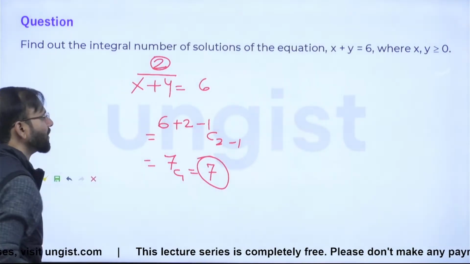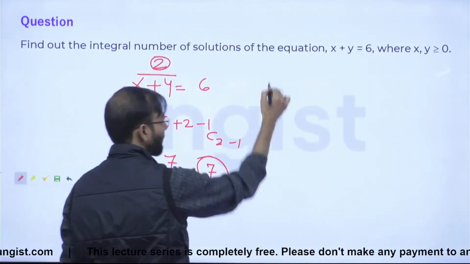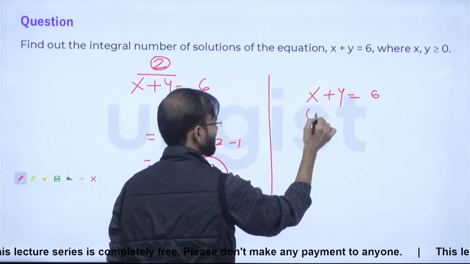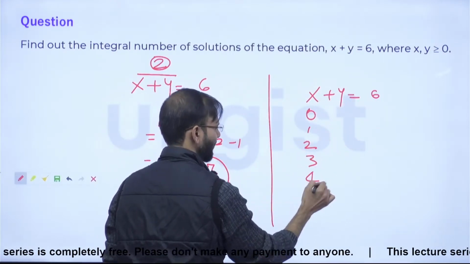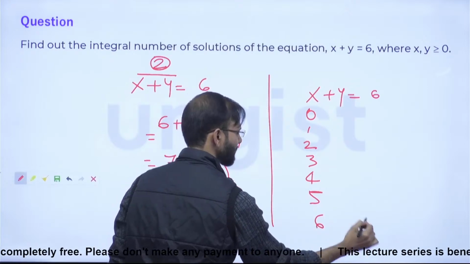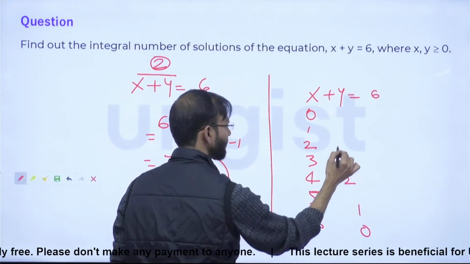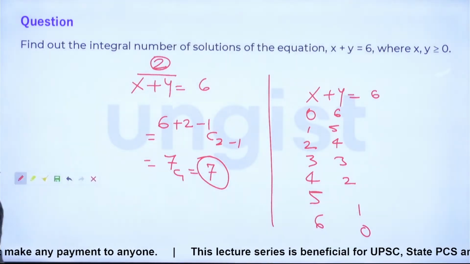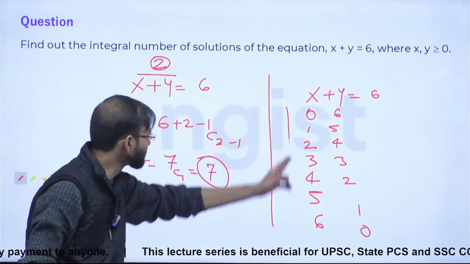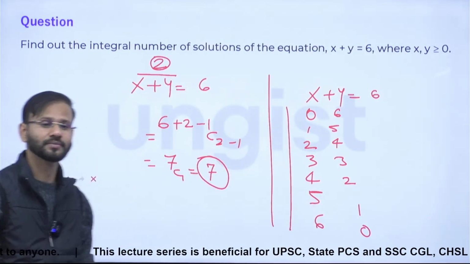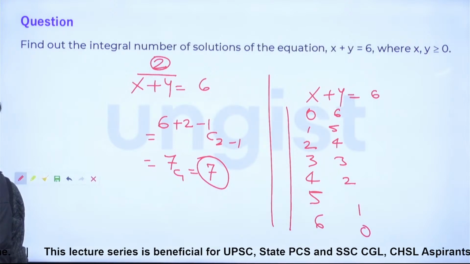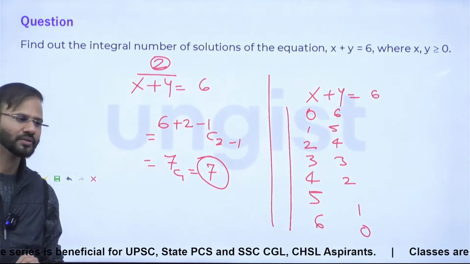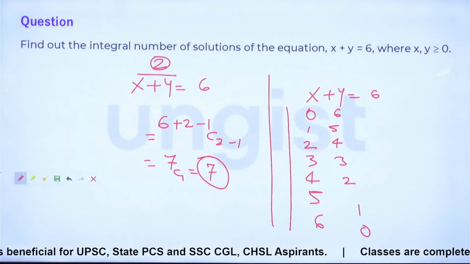And if you count them, see, x plus y is equal to 6, right? So this will be 0, 1, 2, 3, 4, 5, 6. And this is 0, 1, 2, 3, 4, 5, 6. Guys, it is clear? So how many are they? They are from 0 to 6. They are 7 actually. Right? Anyone in doubt? Clear?